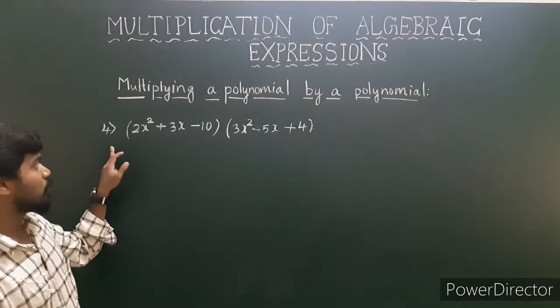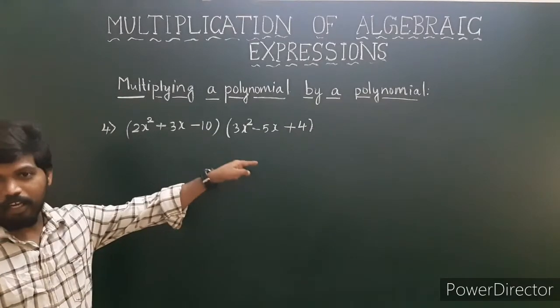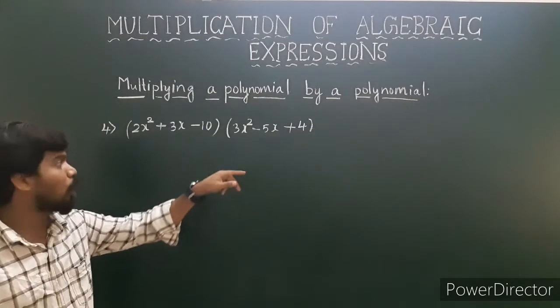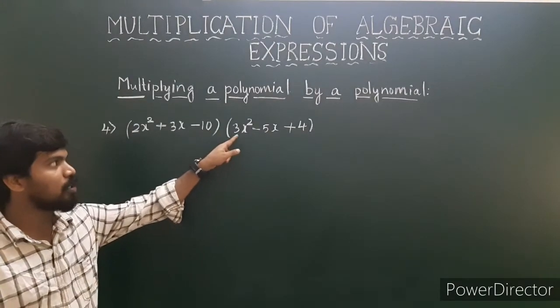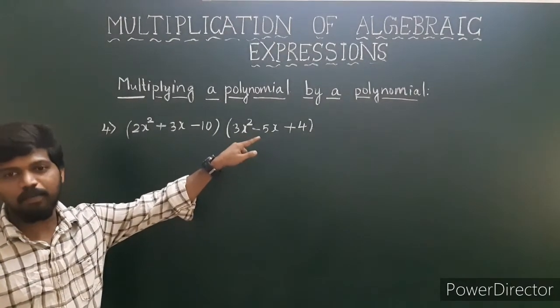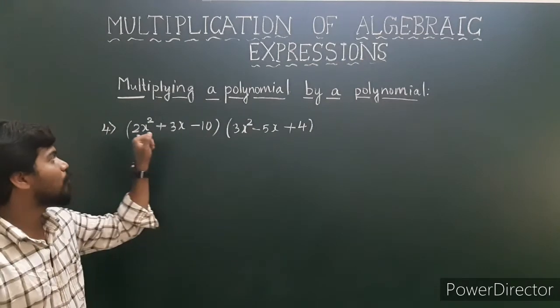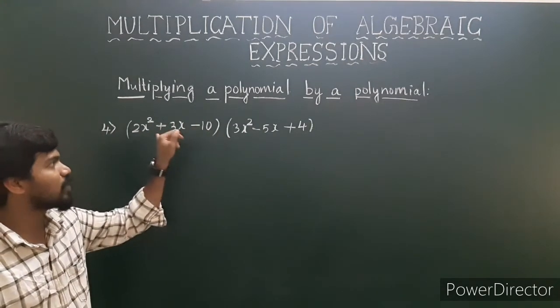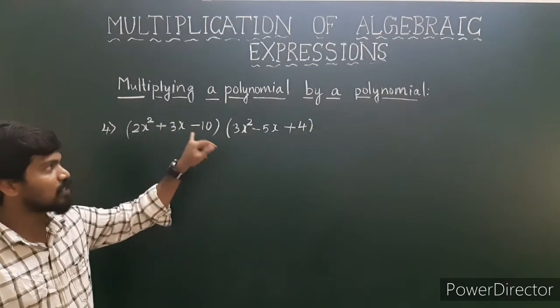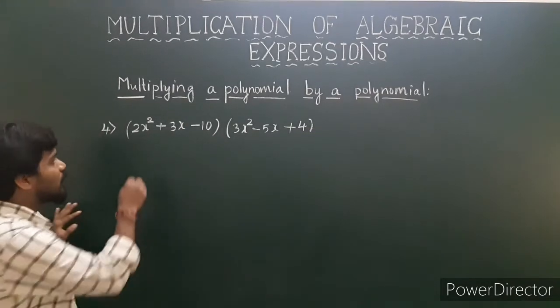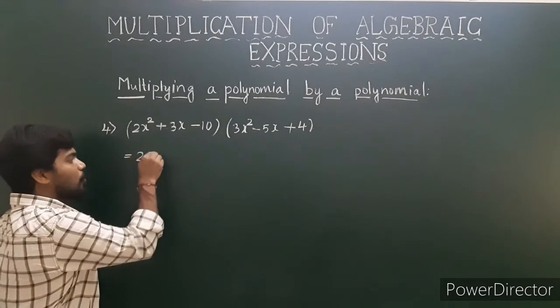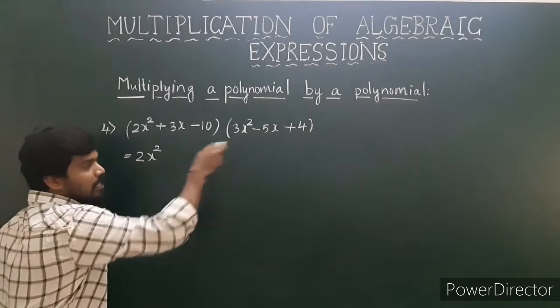Now fourth one. So trinomial to trinomial, multiplying trinomial to trinomial. 2x square plus 3x minus 10 into 3x square minus 5x plus 4. So first to first, first to second, first to third. So second to first, second to second. So like that. So now what you do that means first take 2x square and take the second trinomial.